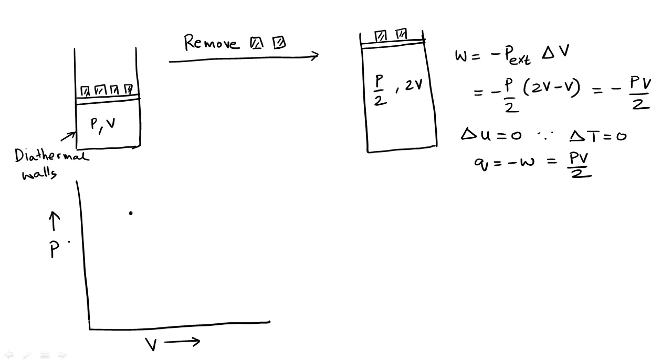If we look at the PV diagram, the new state of the system is given by a point here which corresponds to half the pressure and double the initial volume. So we are somewhere here.